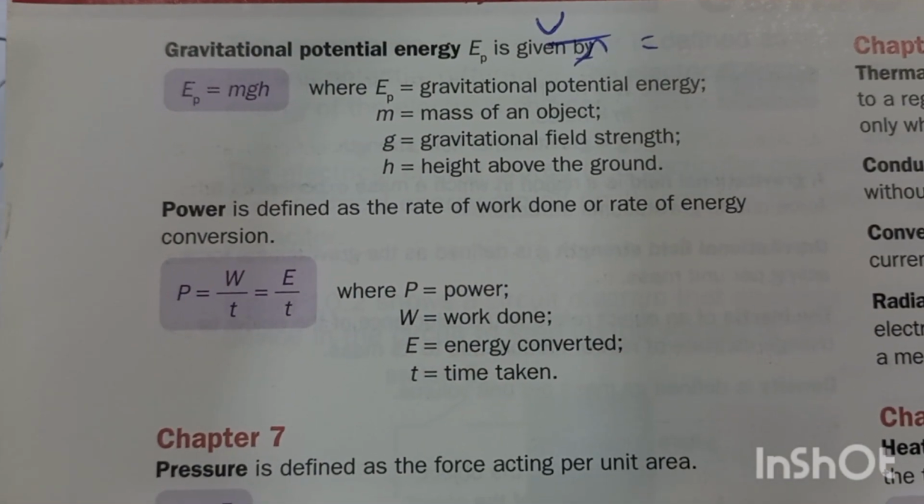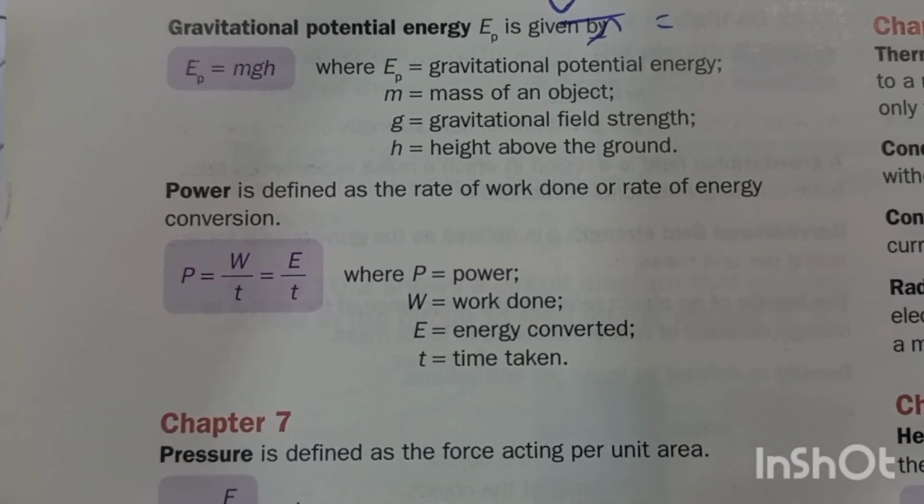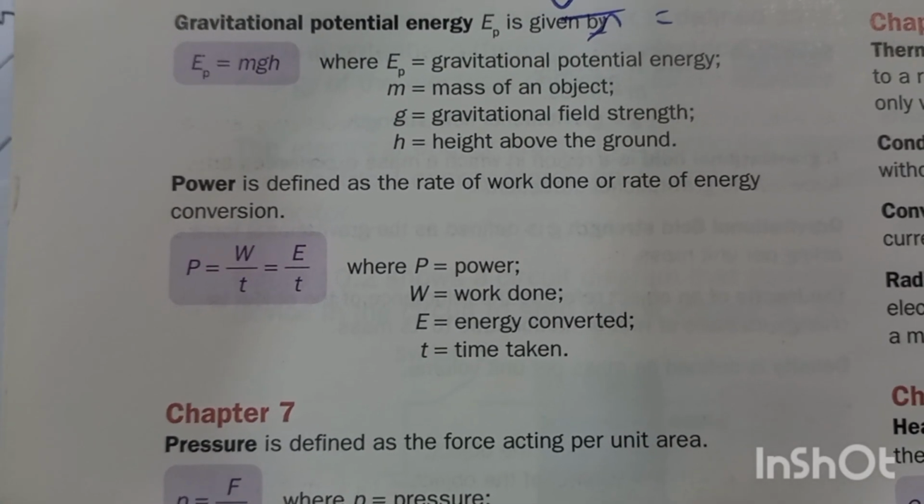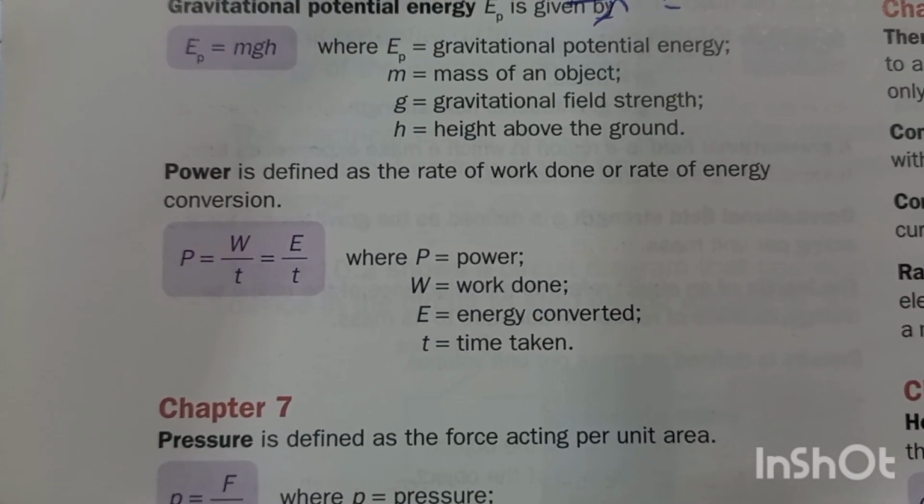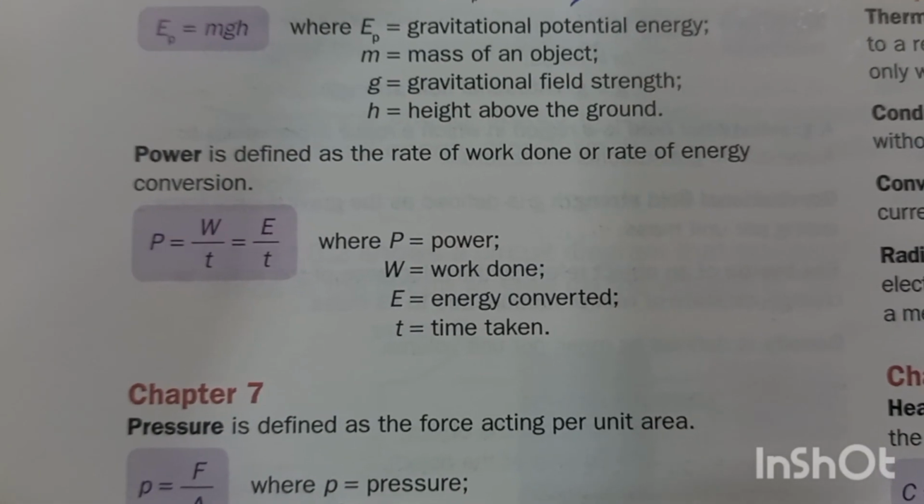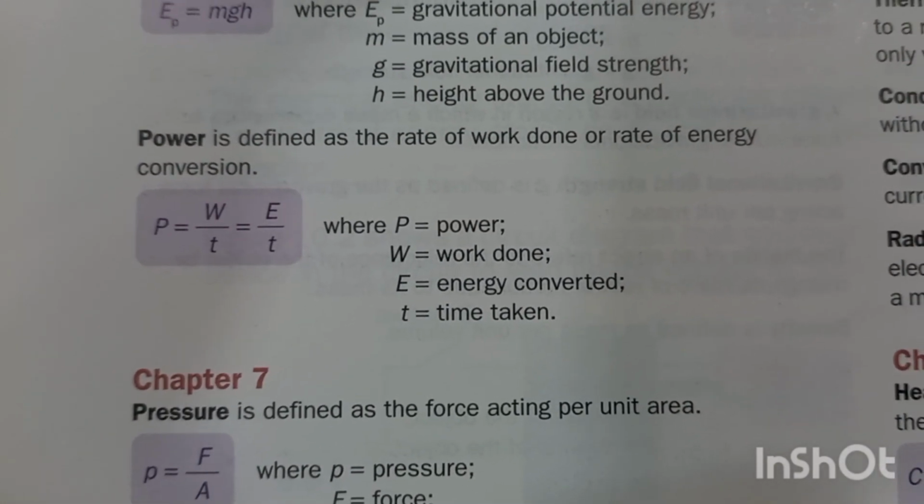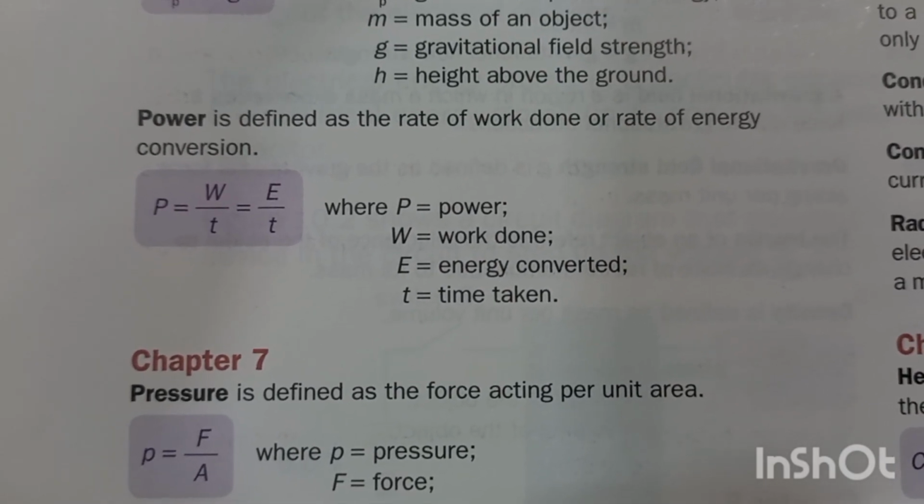Power is defined as the rate of work done or the rate of energy conversion. Power P = W/t = E/t, where P is the power, W is the work done, E is the energy converted, and t is the time taken.